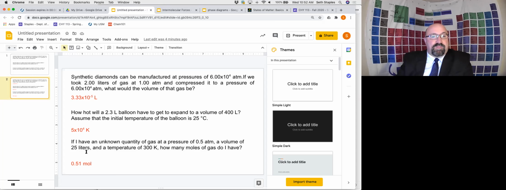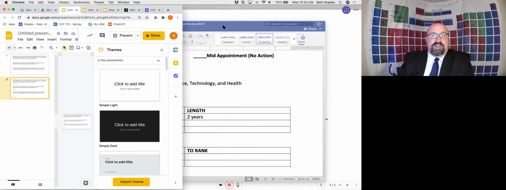And that's what our last problem is. In our last problem, we don't have two different sets of conditions, we just have one. And we see that we have an unknown quantity of gas, an unknown amount. We're given a pressure, we're given a volume, and we're given a temperature. So that tells us that this third one is an ideal gas law situation. And so let's just look at how I set each of these up.